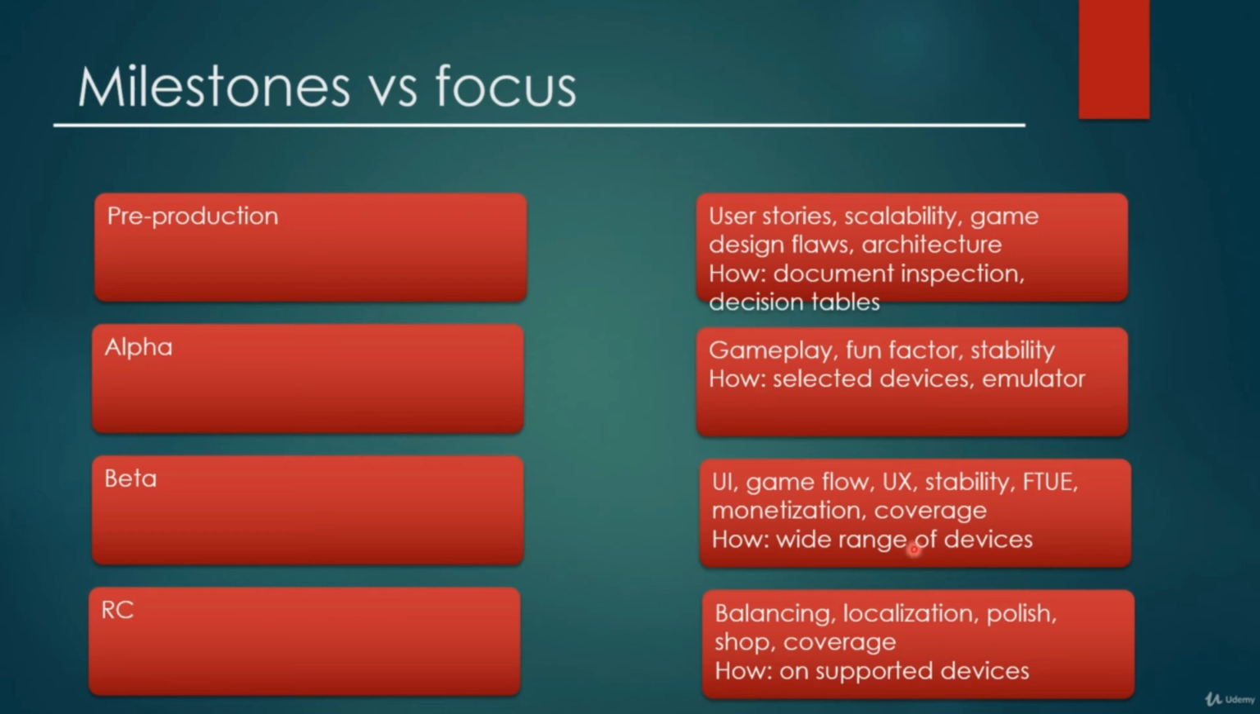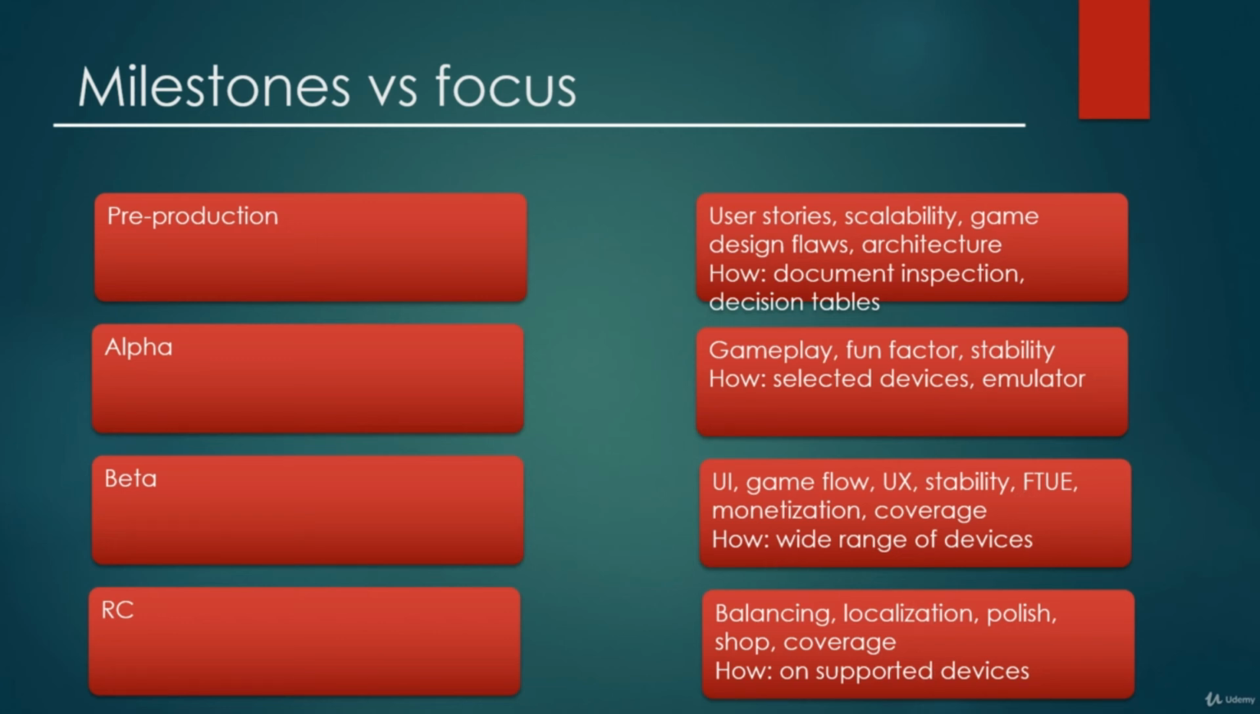So here we might test on way more devices than here, because here we'll already have decided what devices we support and we're going to test only on those. But in this stage, we will actually figure out on which devices the game doesn't work. So these devices might be blacklisted, or we might even cut off support for some lower versions of the operating system. So hence the difference.